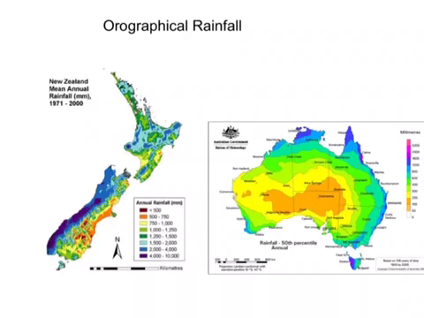We know that New Zealand gets a lot of rainfall due to a mountain range called the Remarkables that goes along this coast here. We also know that Australia gets quite a lot of orographical rain, as you can see here, from a mountain range called the Great Dividing Range that goes just along here.